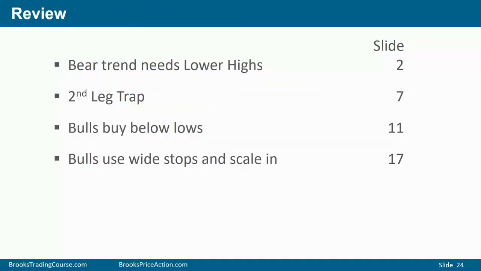Bear trends need lower highs, especially major lower highs. If the market goes above a major lower high, then it's either in a bull trend or a trading range. It's no longer in a bear trend, and therefore you do not want to be holding short. You get out on a stop above a major lower high.